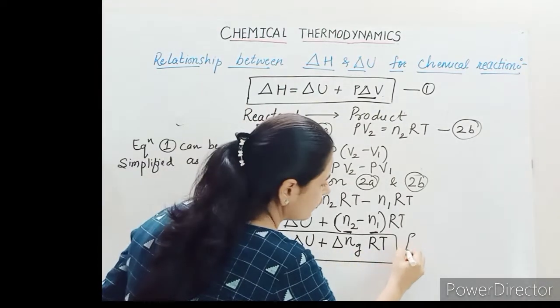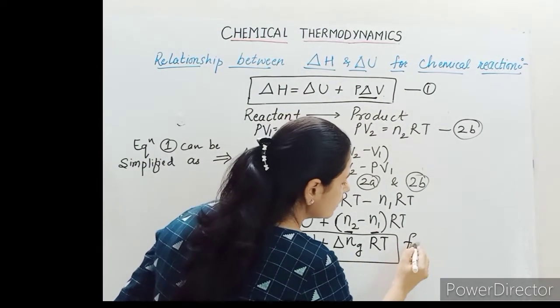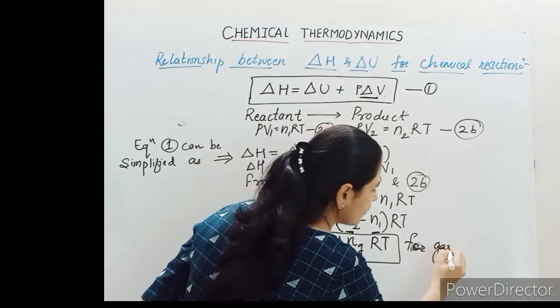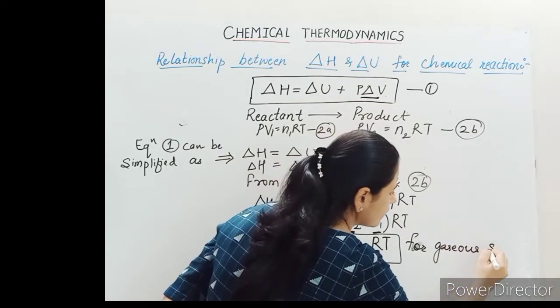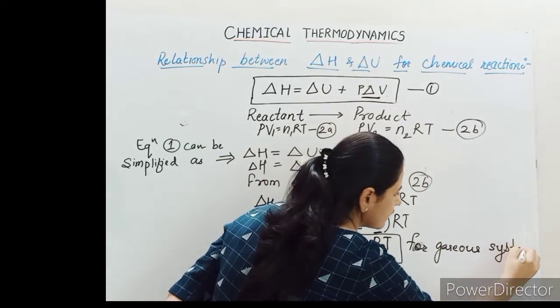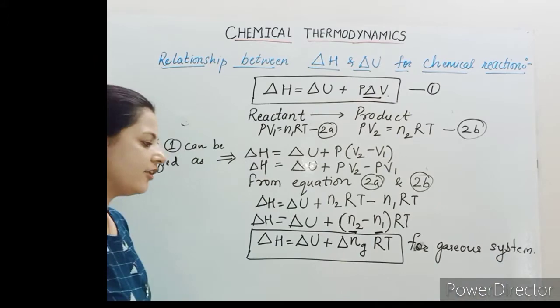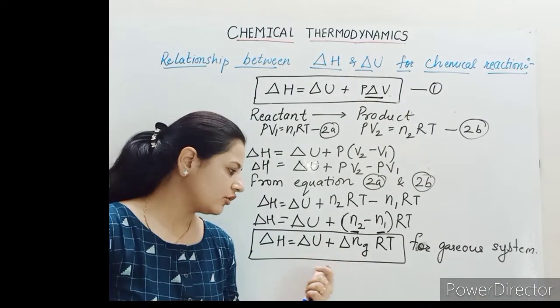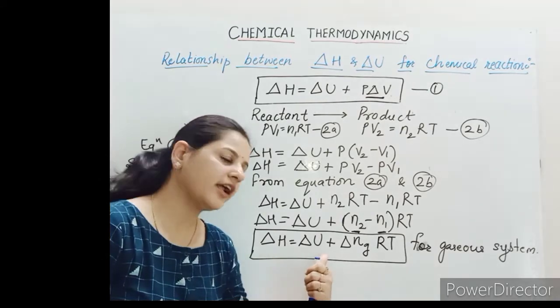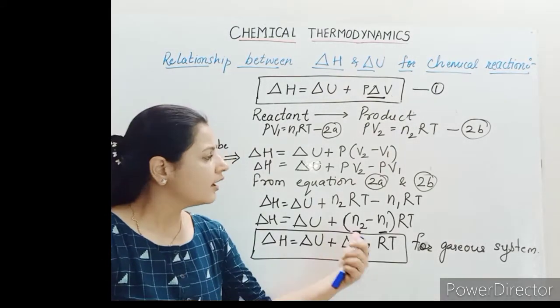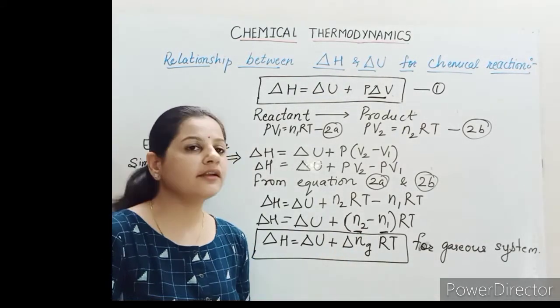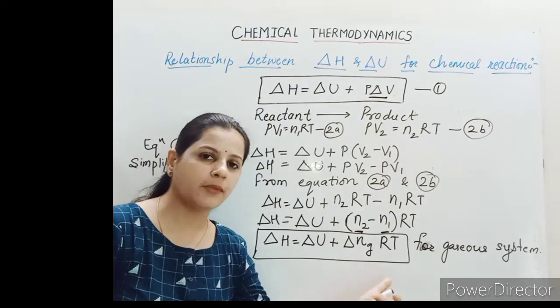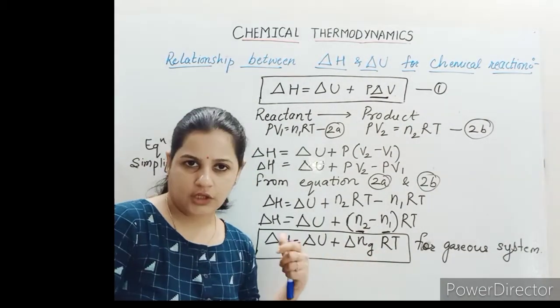For the gaseous system, delta H is equal to delta U plus delta Ng RT. So this is a relation between delta H and delta U. Let us see one numerical on it, and let us try to solve the numerical using this equation.